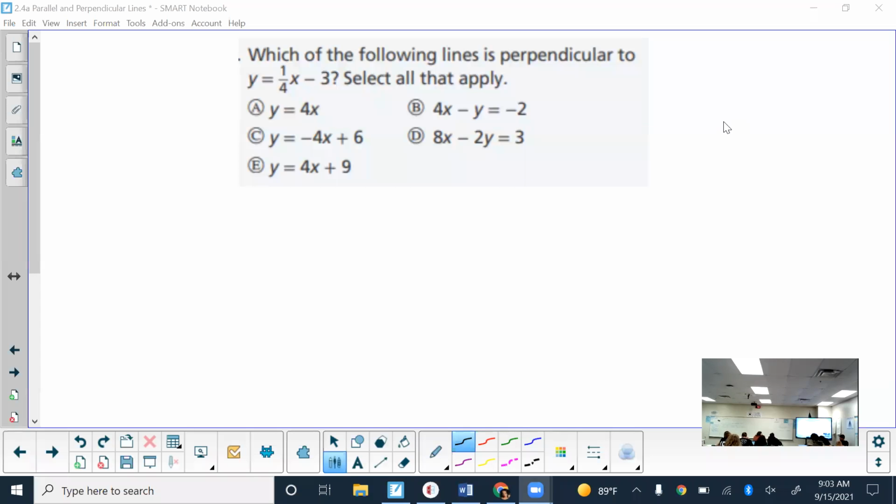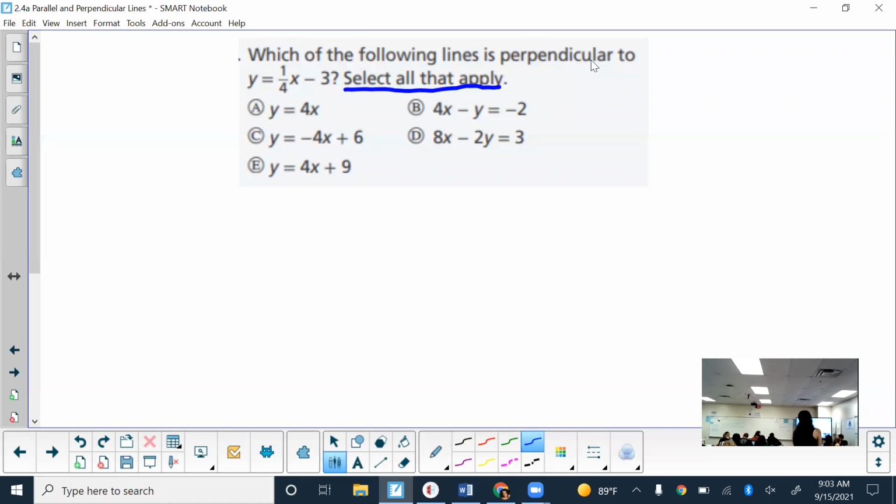So this is an example of a test question that you would see. It says, which of the following lines is perpendicular to this given line? And then it says select all that apply. So what does that mean? So that means that there can be more than one right answer. All right, there might just be one right answer, there might be 2, 3, 4. Select all of them that apply.